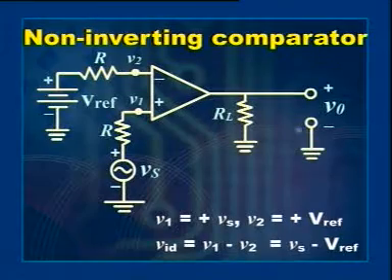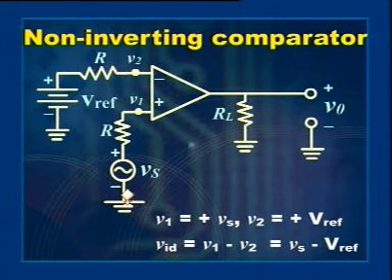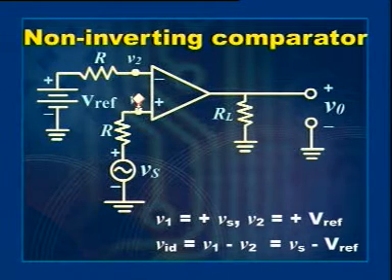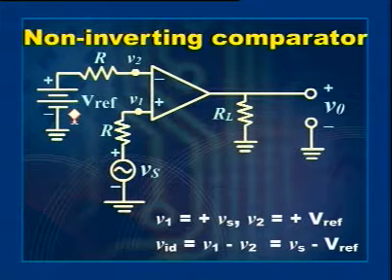Let us discuss its operation. The non-inverting comparator circuit diagram is as shown in figure. The signal source Vs is connected to the non-inverting terminal and reference voltage V reference is connected to the inverting terminal.